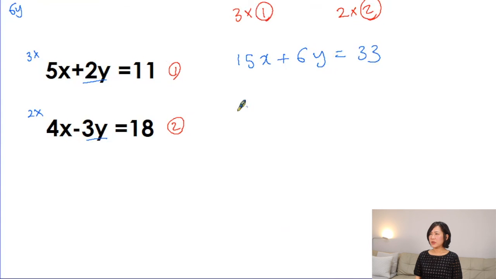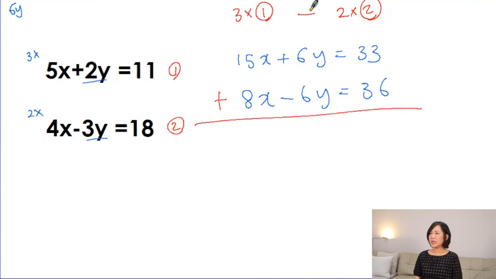Then double the second equation: 8x minus 6y equals 36. Then let's add them together. Since they've got different plus and minus, they cancel. So we can have 23x equals, add them together, 69. So x is 3. Then let's find out y.